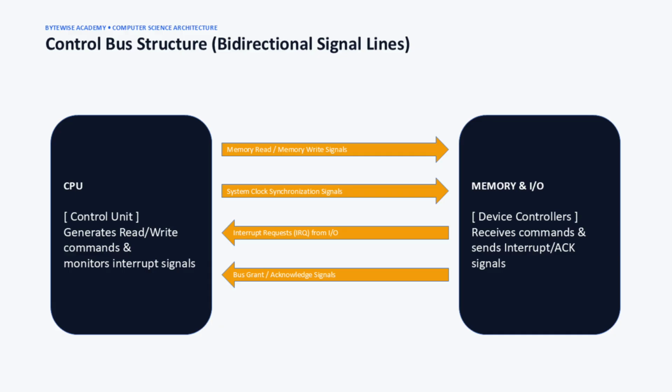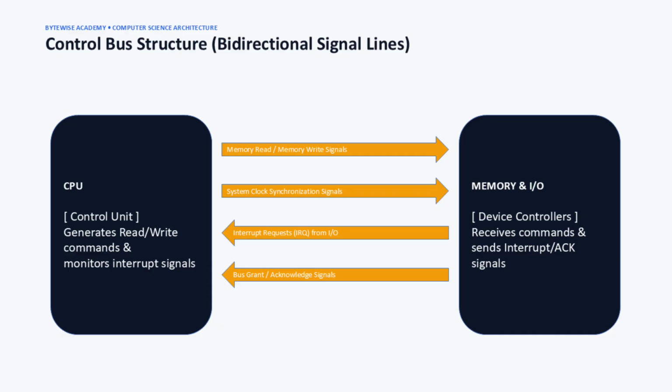Now look at the other side of the diagram. Memory and input-output devices contain device controllers. These controllers receive the commands sent by the CPU. They interpret those commands and perform the required operation. But communication doesn't stop here. Sometimes these devices also need to communicate back to the CPU. For example, they may send an interrupt request to indicate that they need immediate attention, or they may send an acknowledge signal confirming that an operation has been completed successfully.